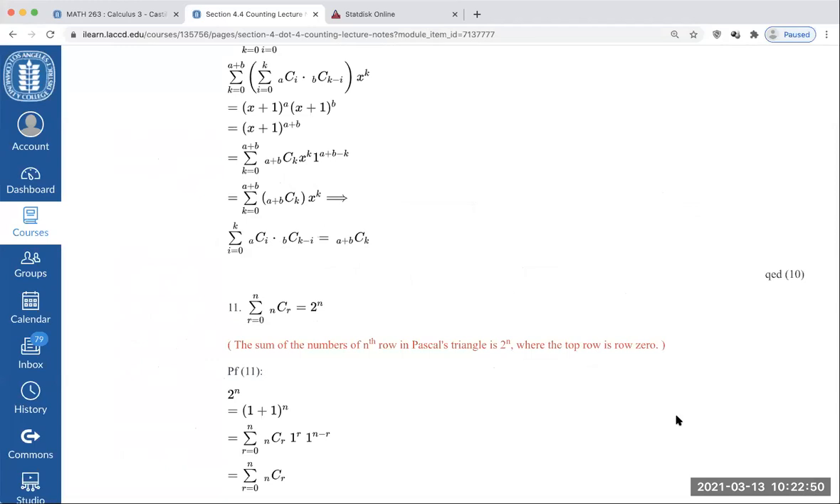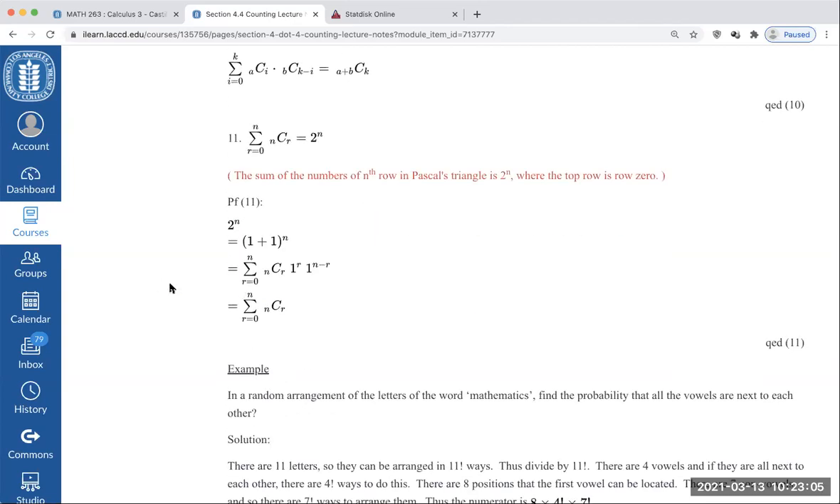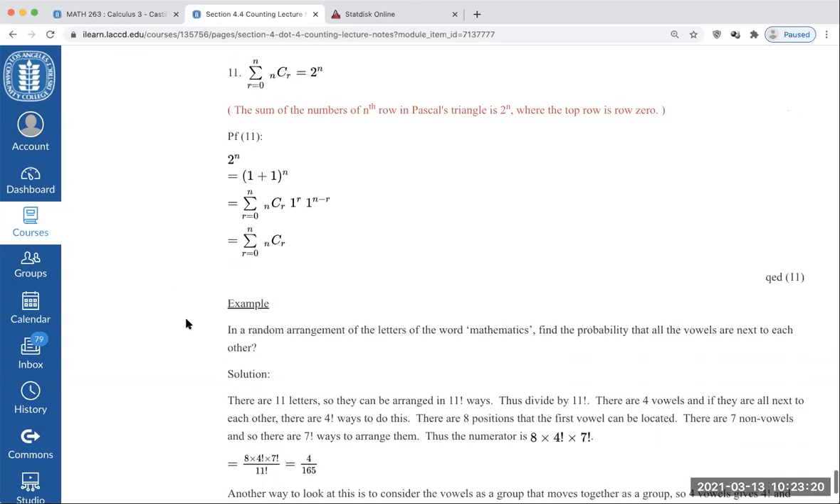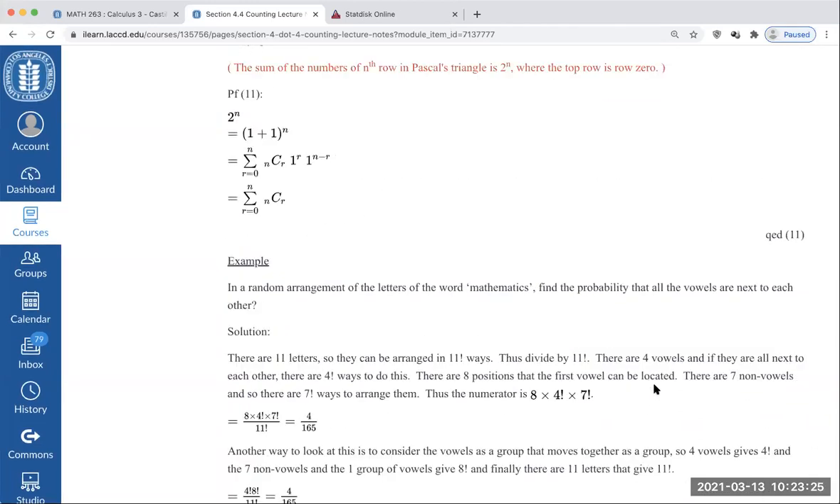Okay, so let me show that. 2 is just equal to 1 plus 1. So by the binomial theorem, (1 plus 1) to the n is the sum r equaling 0 to n of nCr, 1 to the r, 1 to the n minus r. But 1 to any power is 1. So this is just the sum r equaling 0 to n of nCr. And that's what you wanted to show. So good. Let me go back here.